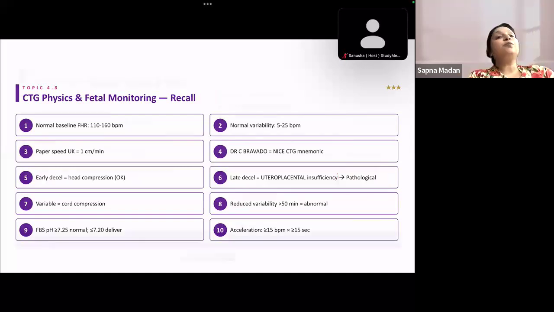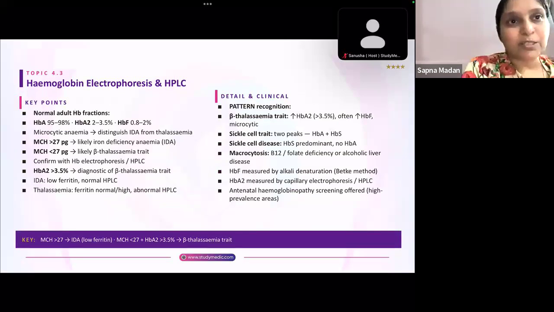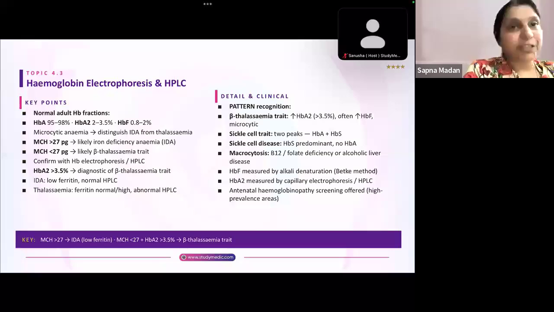Okay, coming to hemoglobin electrophoresis and high performance liquid chromatography. Now, these are very interesting topics and a little confusing as well. There have been questions in the past where they've given you a picture of the electrophoresis or the HPLC and asked you to tell us what is the abnormality. So we will go through it, and I'm sure after this, you should not have a problem.